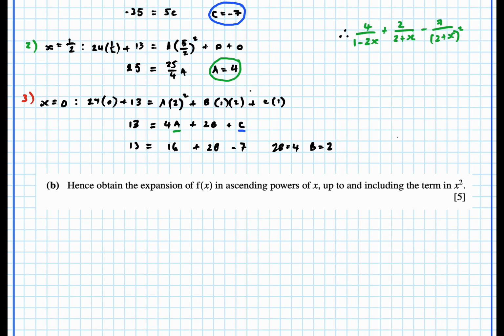Part B, obtain from the expansion in ascending powers up to x squared, including x squared. Okay, we're just going to treat these separately. So our first term, we've rearranged it so that it's no longer a fraction. And from there, when we've rearranged them all, we can use the binomial expansion. So we'll do them one by one.